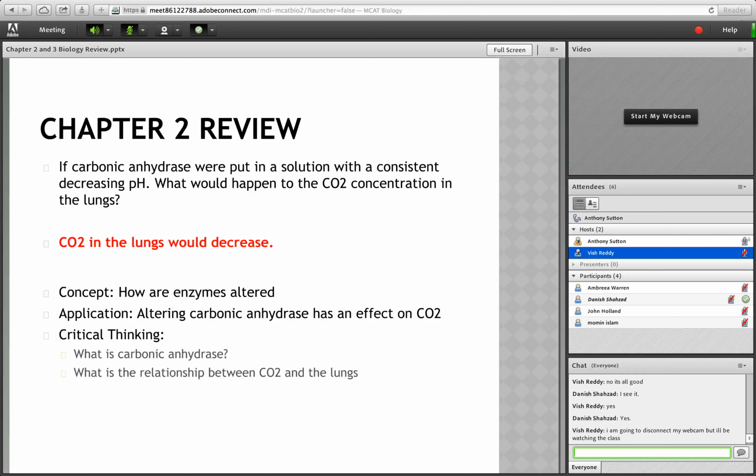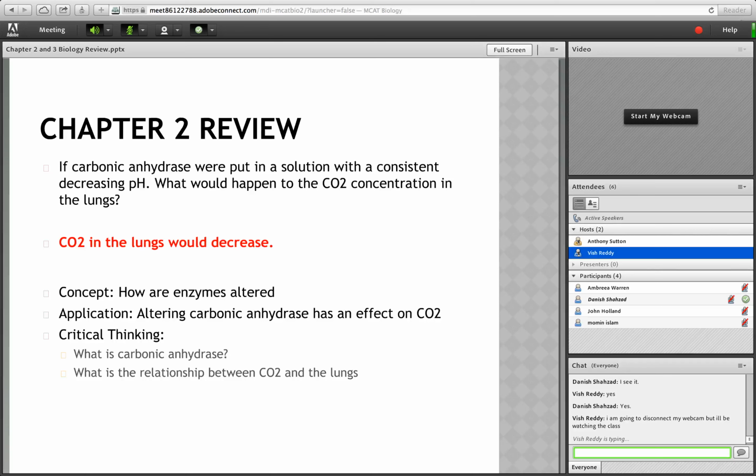So let's look at this next one here. Read this question for me, Moment. If carbonic anhydrase were put in a solution with a constant decreasing pH, what would happen to the CO2 concentration in the lungs? Okay, gotcha. So you see the answer right there, Moment, right? Yes. So CO2 in the lungs would decrease.